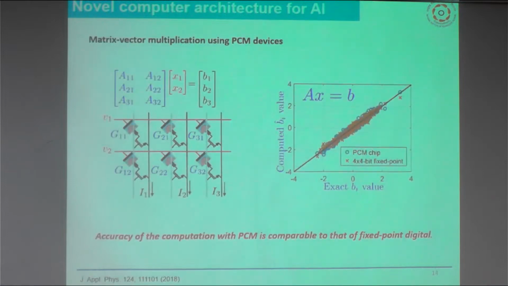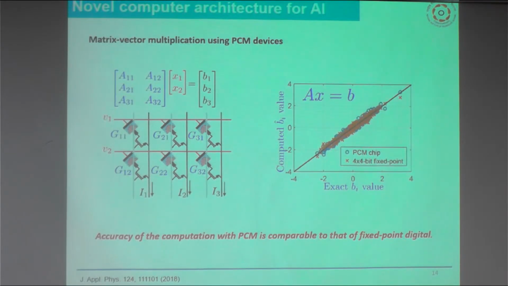What they have done is design this memory array where each memory cell can be set to a different conductance level, and then they can mimic the computational operation of matrix vector multiplication using the PCM device. They tested the blue color data of the PCM chip, the matrix vector performance of AX equals B, and it is well matched with the 4x4 bit fixed point method. So for a small level, if you are able to design a proper neuromorphic hardware based on that, it could be done.